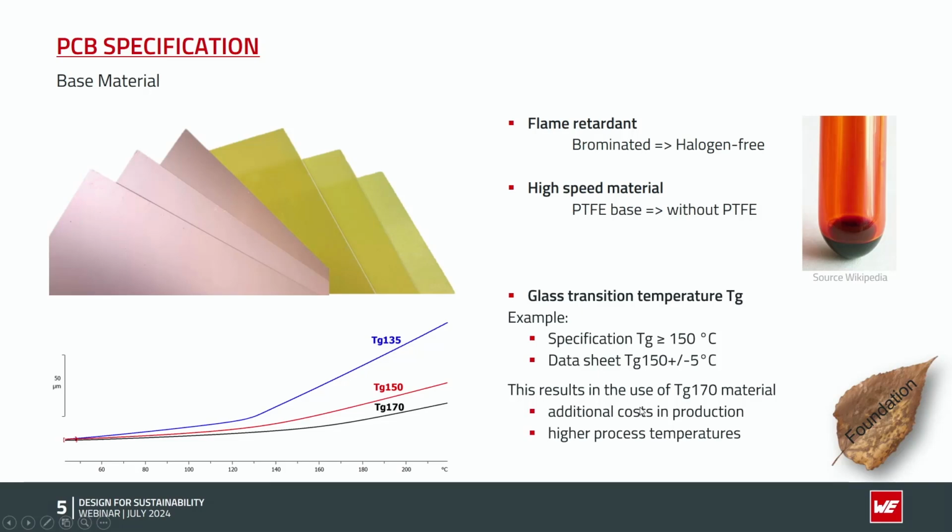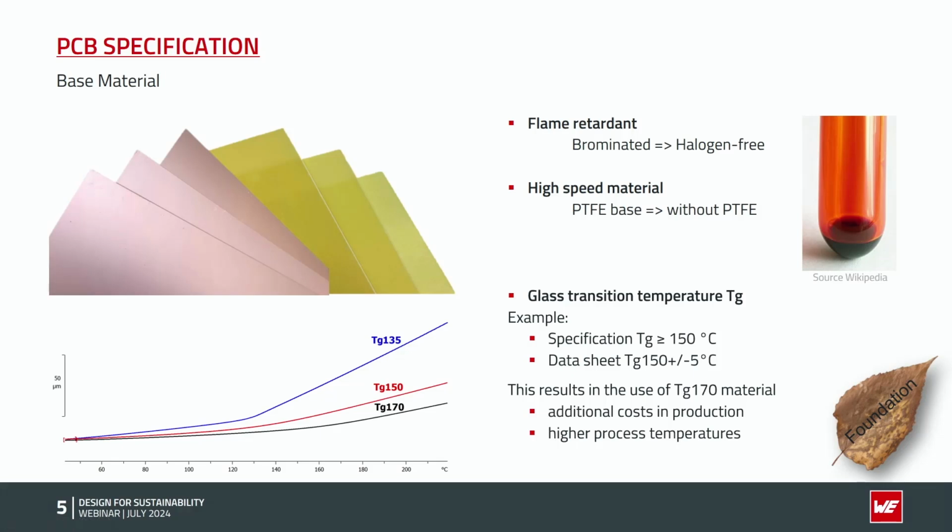So a better definition is very important. In that result, we have to use a TG100 material, which is higher cost. There is more effort in the production of the raw material, and also the PCB production itself needs higher process temperatures, which is a higher resource impact.